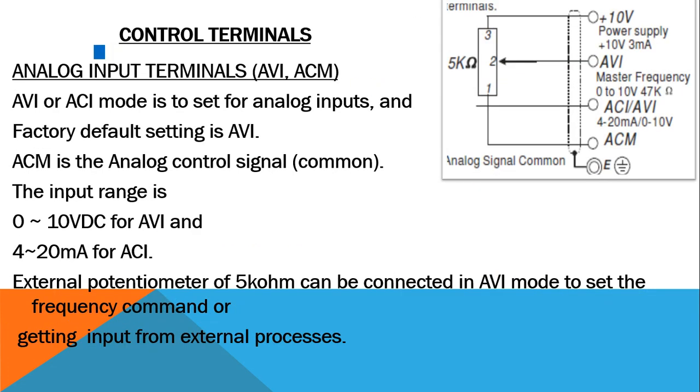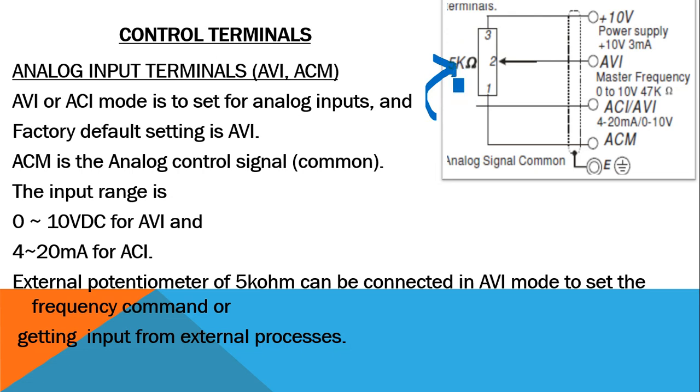Some control terminals are known as analog input terminals. We have seen in the block diagram of the previous video AVI and ACM. AVI is the analog voltage input, ACI is the analog current input, and there is an analog common. We have discussed this part. What is the necessity? Actually, it is giving input from the external process condition. For testing purposes, we can connect an external potentiometer. What happens if you change the potentiometer? We can control the speed of the motor.